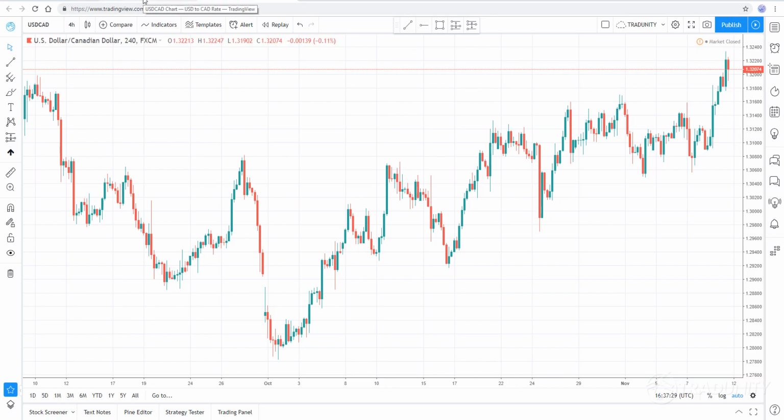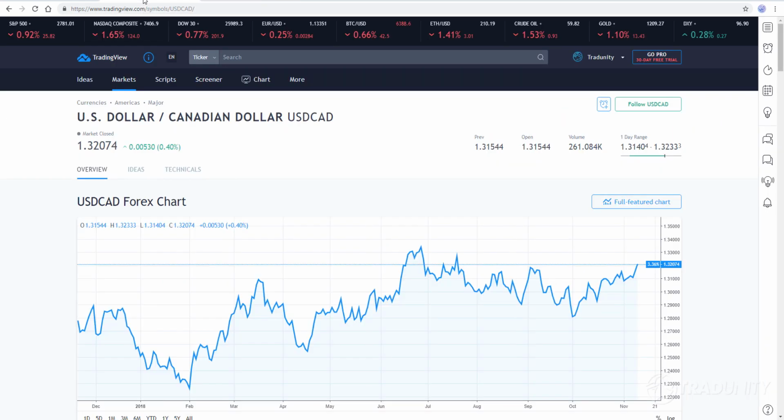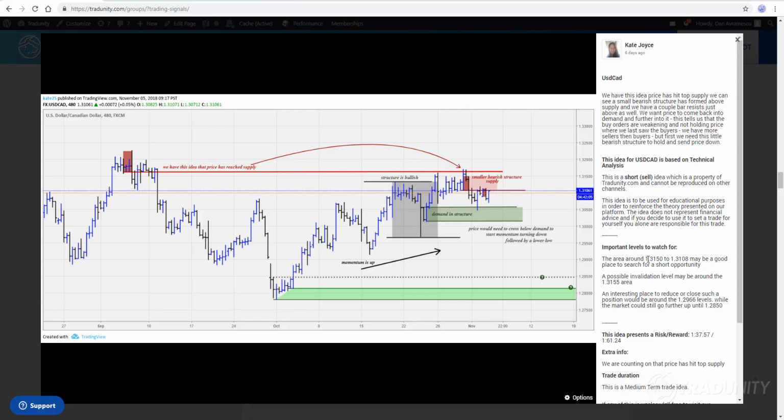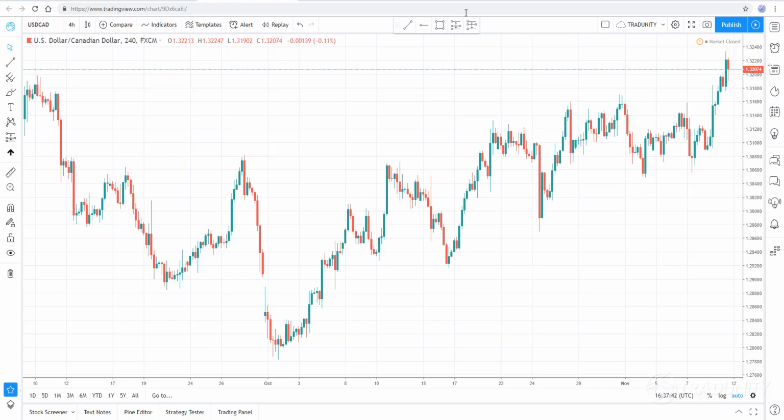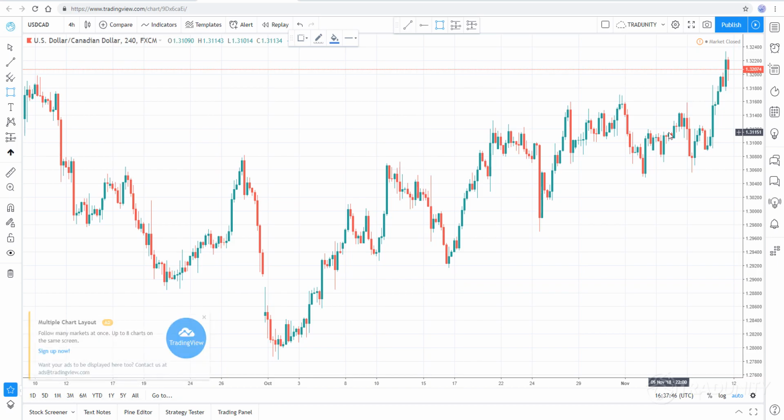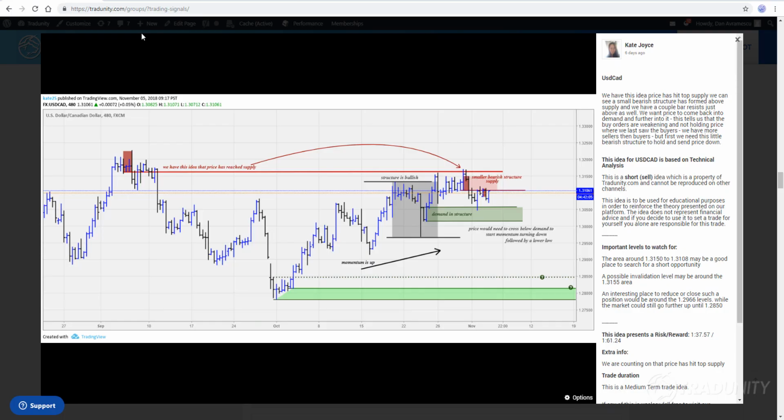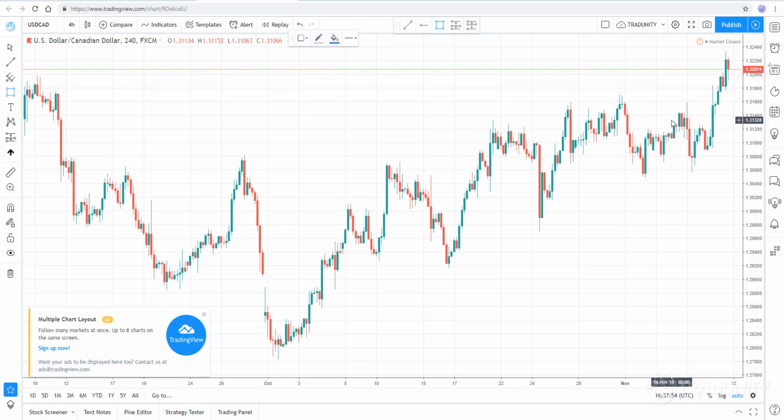So she said, and watch this. The area around 1.315 to 1.3108 might be a good place to search for a short opportunity. Let's draw it to see it. So we were somewhere here, right? What was it? 1.3150 to 1.3108. Where is 1.3150?